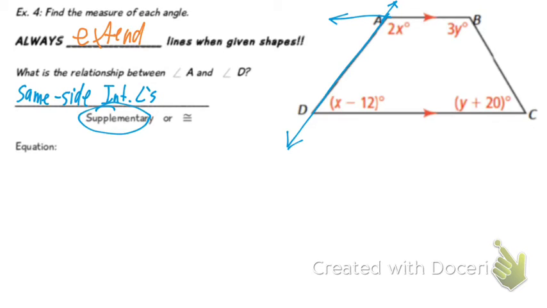So, what equation could we do here? Elizabeth, you got it? 2x plus x minus 12 equals 180. Nailed it. They are supplementary, meaning they add to 180. So we're going to add them to 180.